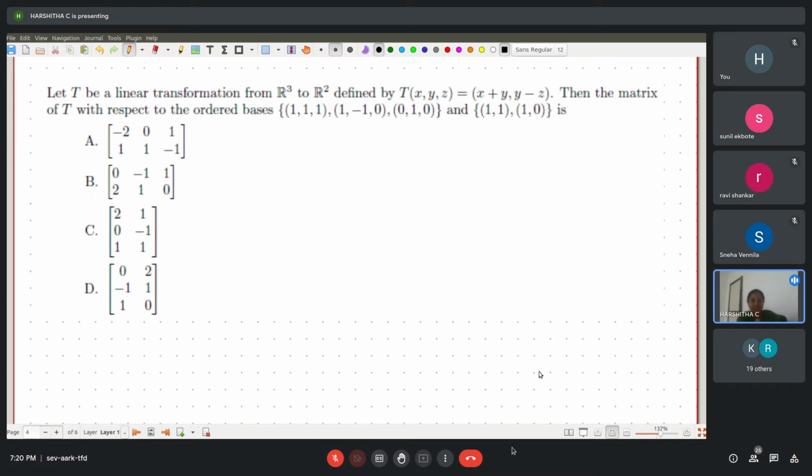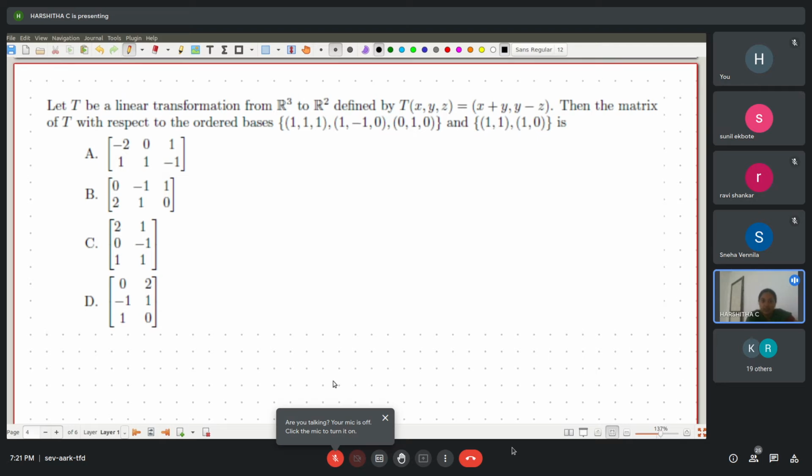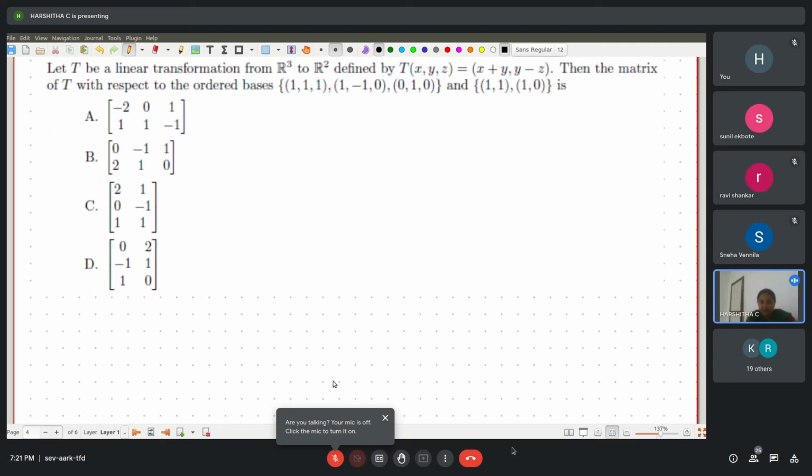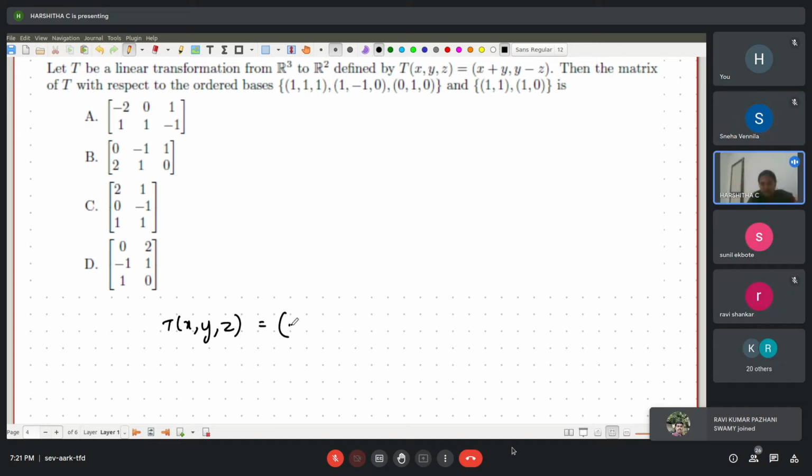So this is an example where we see how to move from a linear transformation to a matrix. Let T be a linear transformation defined by T of x, y, z is x plus y and y minus z. The matrix of T with respect to some ordered basis.